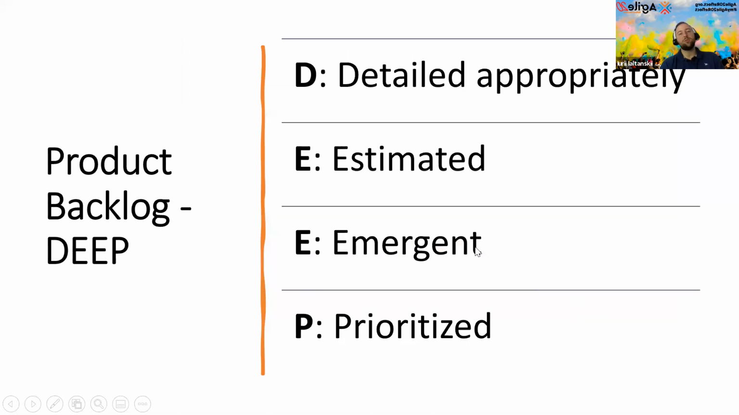Well, and the backlog should be emergent, right? Why is that? Because by its nature, the product backlog is dynamic. It's never complete, right? So it evolves over time as we have new requirements from the customers that we need to detect, we need to document, and we need to place in the product backlog, right? And it should be prioritized.